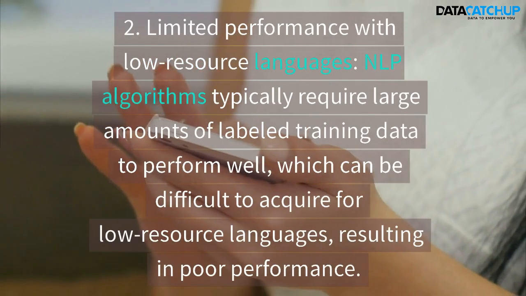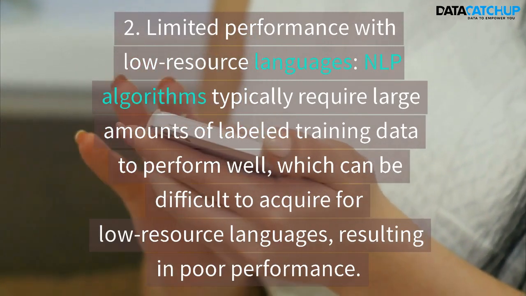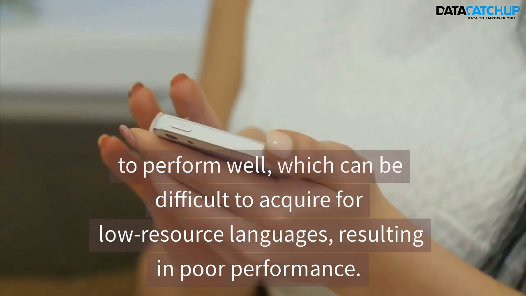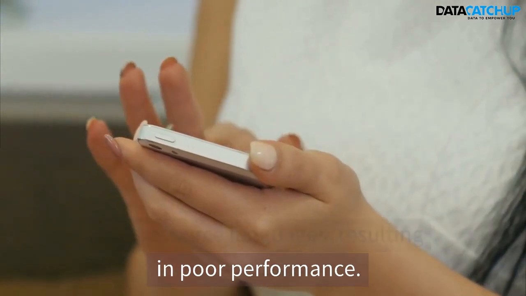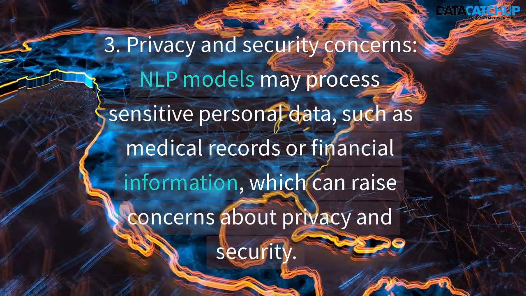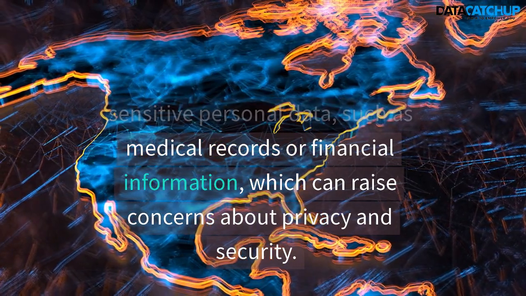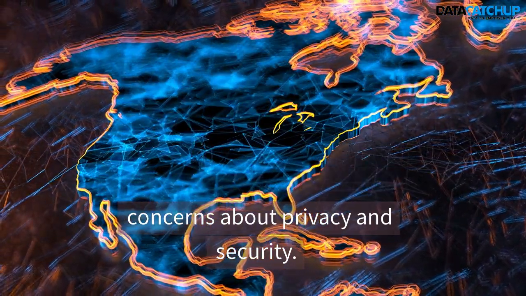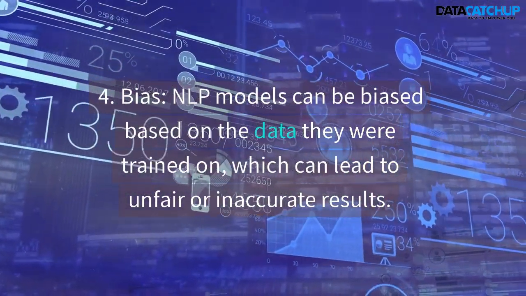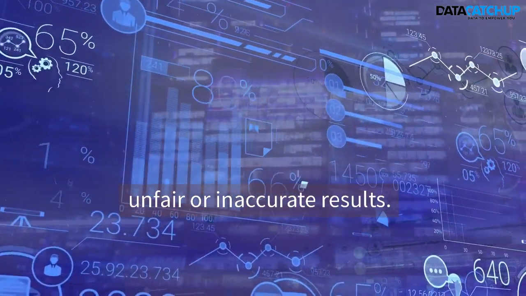2. Limited performance with low resource languages. NLP algorithms typically require large amounts of labeled training data to perform well, which can be difficult to acquire for low resource languages, resulting in poor performance. 3. Privacy and security concerns. NLP models may process sensitive personal data, such as medical records or financial information, which can raise concerns about privacy and security. 4. Bias. NLP models can be biased based on the data they were trained on, which can lead to unfair or inaccurate results.